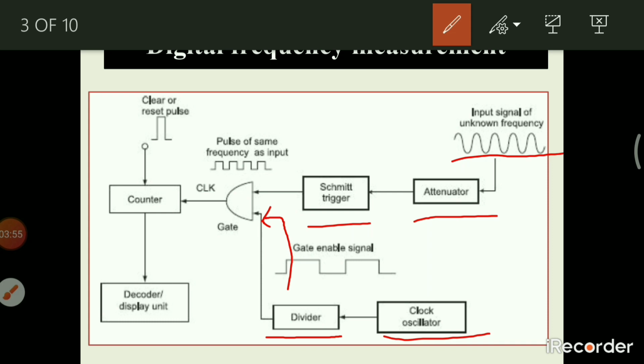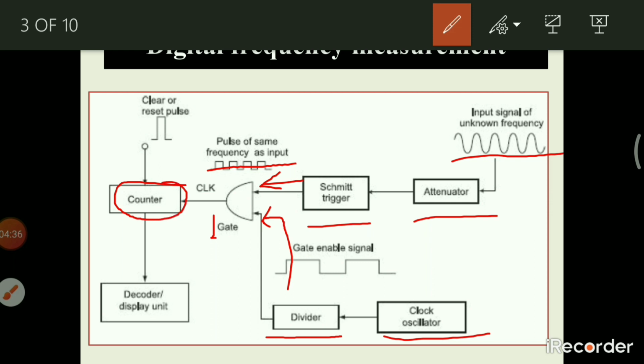So here the input of square waveform is given. You can see here the pulse of the same frequency as the input. So for the AND gate there are two inputs: one is the reference signal of 1 second time duration, and the second is the input signal of unknown frequency. We know the function of an AND gate: when two inputs are 1 and 1, at that time the output will be 1. So here this AND gate is activated, so it will count the number of cycles within 1 second.